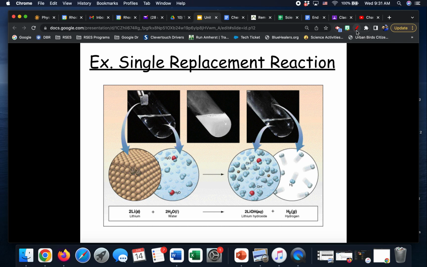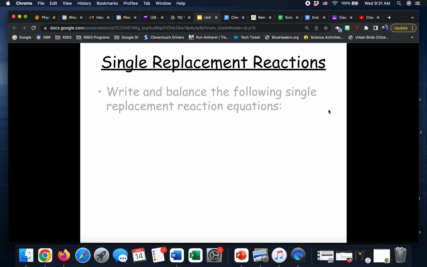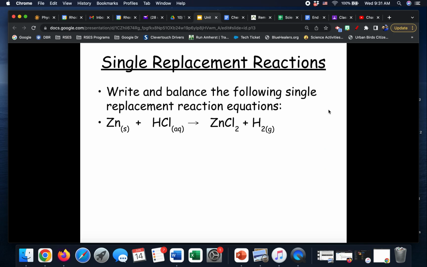Here's an example of a real single replacement reaction. Start with lithium and water. All right, so lithium is going to kick out a hydrogen to form lithium hydroxide and separate that hydrogen out. One element replaced another. Lithium replaced hydrogen, so it's a single replacement reaction. So what you're going to try to do here is predict what forms.